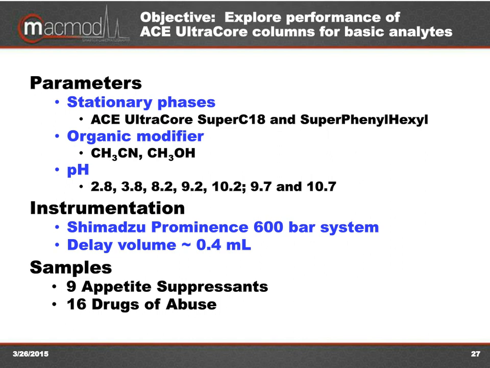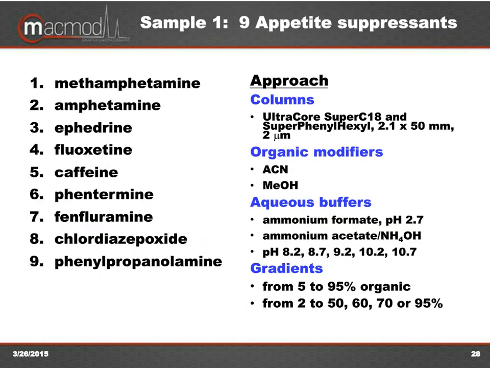For this work, I used a Shimadzu 600 bar system. I believe it has a delay volume of about 0.4 milliliters, 600 bar max. The samples I chose were a mixture of appetite suppressants for the first sample type, and a mixture of 16 drugs of abuse for the second sample. Here's the first sample, and it consists of these 9 compounds, methamphetamine through phenylpropanolamine.